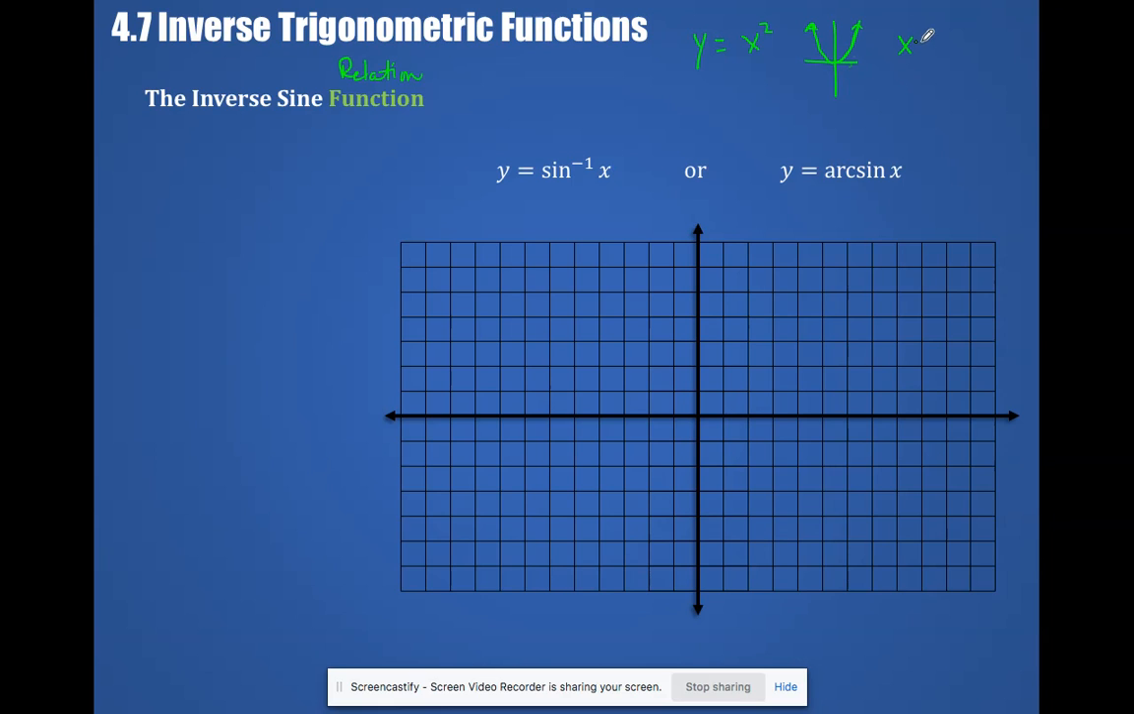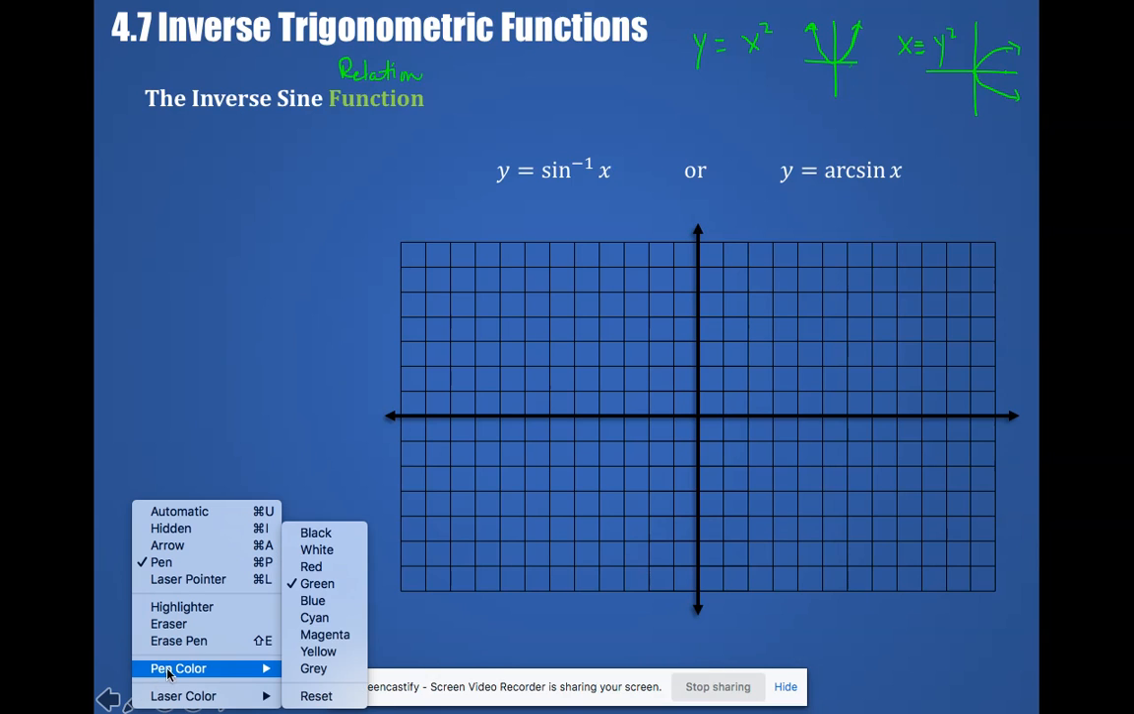However, x equals y squared is a relation, but is not a function, right? Because when you put in 9, you get both 3 and -3. So this is not a function, but it is a relation. All it takes to be a relation is for you to equate them.